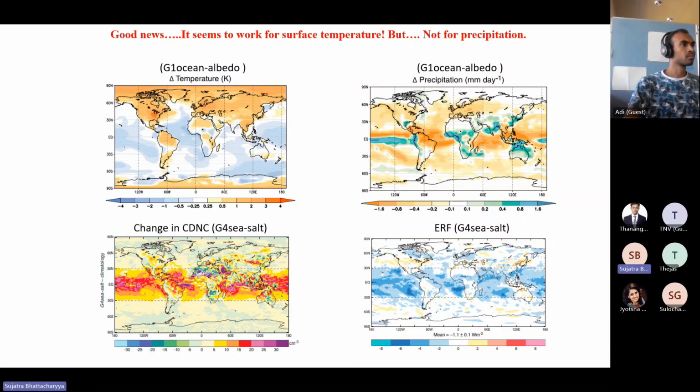Second is cloud droplet number concentration. They increase it between 30 south and 30 north. They increase the CDNC so that the thickness of that layer increases and more and more shortwave can reflect back to space. So we can see in the panel that the effective radiative forcing between 30 north and 30 south decreases.